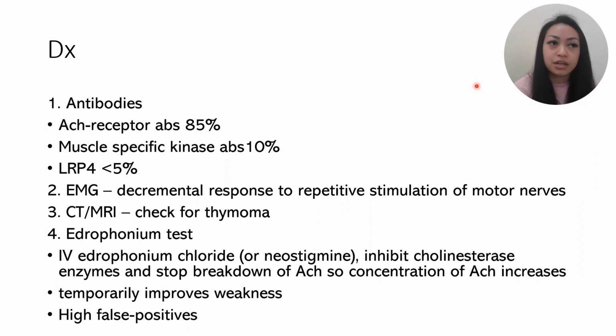So to summarize diagnosis, first we can check for the antibodies. So antibodies against the nicotinic acetylcholine receptors happens in 85% of the cases. If that's negative, check for the other antibodies, like antibodies against the muscle-specific kinase and antibodies against LRP4, okay? On an EMG, you're looking for a decremental response to repetitive stimulation of the motor nerves. On a CT or MRI, look for a thymoma. You could do the edrophonium or neostigmine test, where you give the patient neostigmine or edrophonium, same thing, and this will inhibit the cholinesterase, allowing you to have more acetylcholine floating about the synapse to stimulate the postsynaptic nicotinic acetylcholine receptors, which will temporarily improve the weakness.